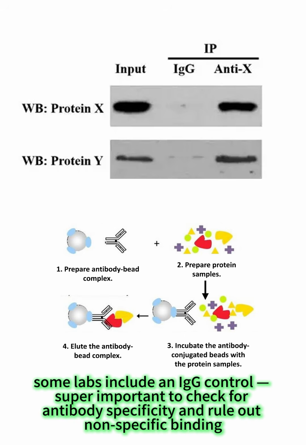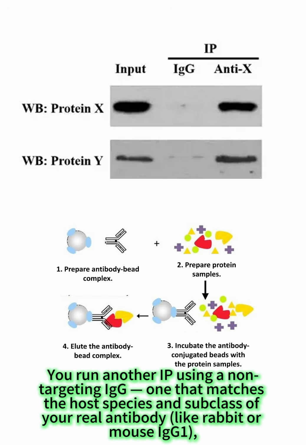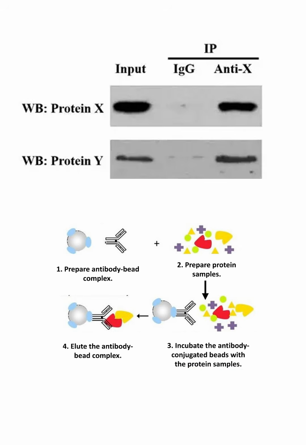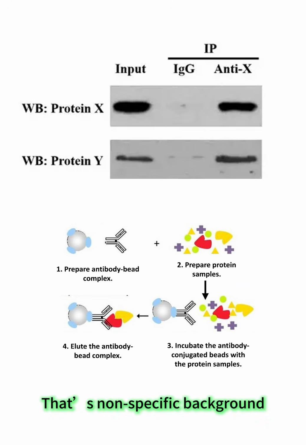Lastly, some labs include an IgG control, super important to check for antibody specificity and rule out non-specific binding. How do you do that? You run another IP using a non-targeting IgG. One that matches the host species and subclass of your real antibody, like rabbit or mouse IgG1, but doesn't bind anything specific. If you see signal in the IgG lane, that means the binding might just be random, like to the Fc region of the antibody or to the beads, not a real protein-protein interaction. That's non-specific background.